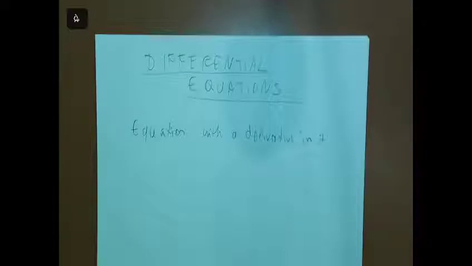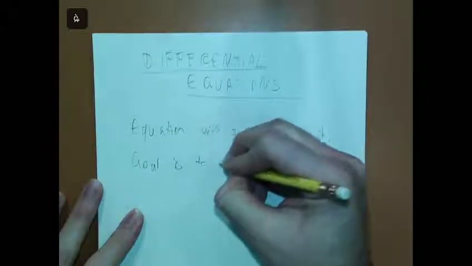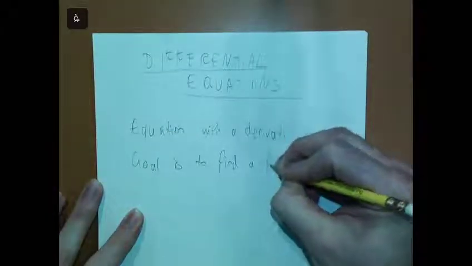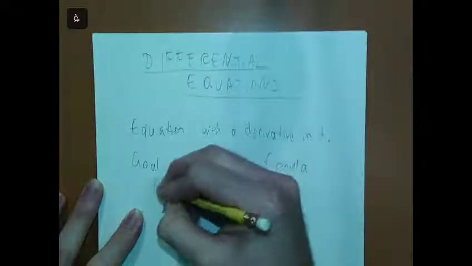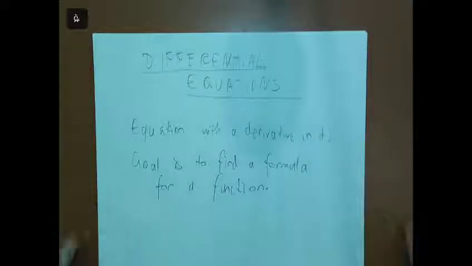The key thing to note about a differential equation is that the goal is not to get a number answer. So with an ordinary equation where you have like x squared plus 2x minus 4 equals 7, your goal is to figure out which x's make that true. And so your goal is to find a number. But in a differential equation, the goal is to find a function. Find a formula for a function. That's the goal of a differential equation. It's very important to realize that.